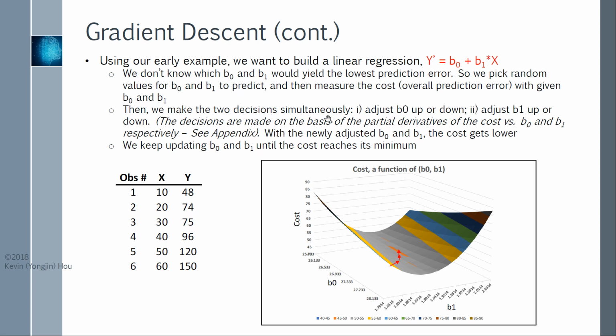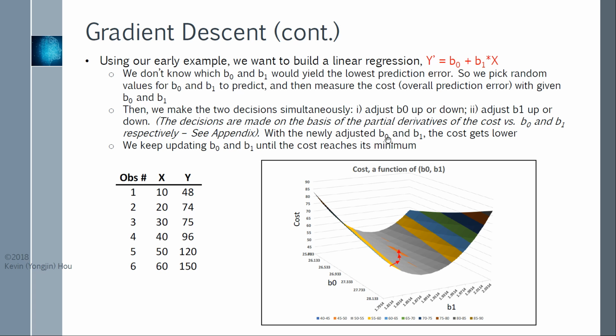So it's just like the ant, we have to make two decisions simultaneously. Either adjust B0 up or down, and at the same time, either adjust B1 up or down. The decisions actually can be made on the basis of partial derivatives of the cost function versus B0 and B1 respectively, and we have more details in the appendix.